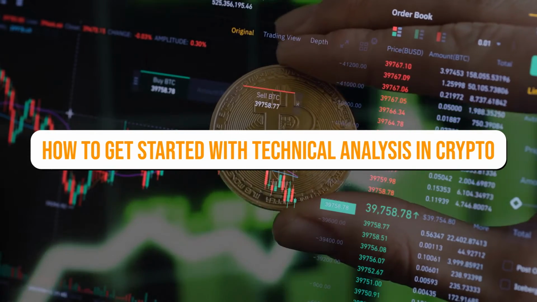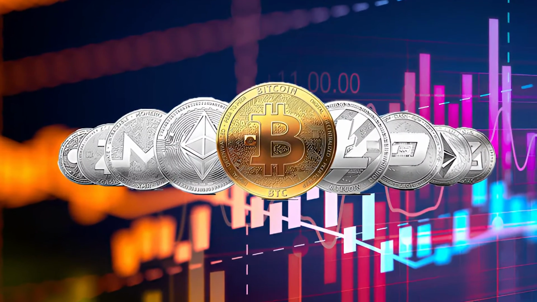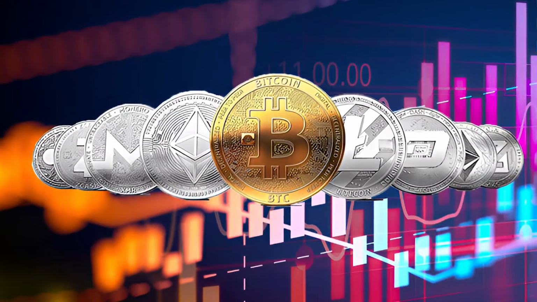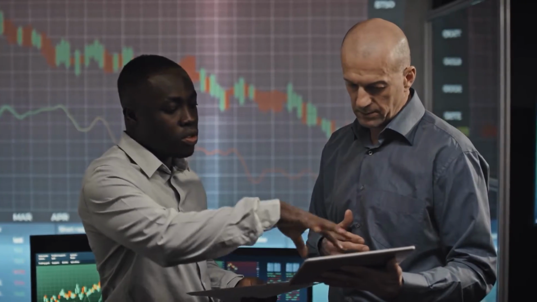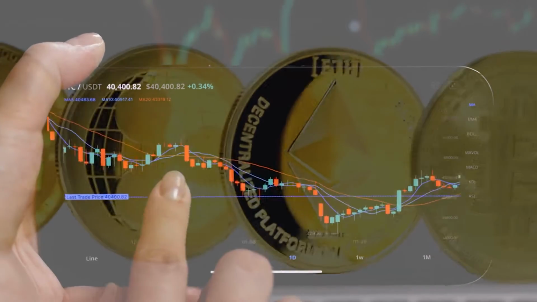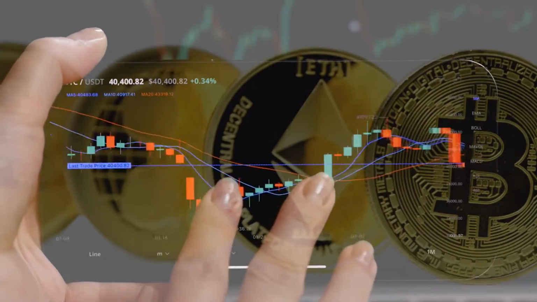How to get started with technical analysis in crypto. Okay, so that's the basis of what technical analysis in crypto means. Now let's look at steps for implementing it in your investment strategy. Here are 5 steps you can follow to start using technical analysis in crypto today.